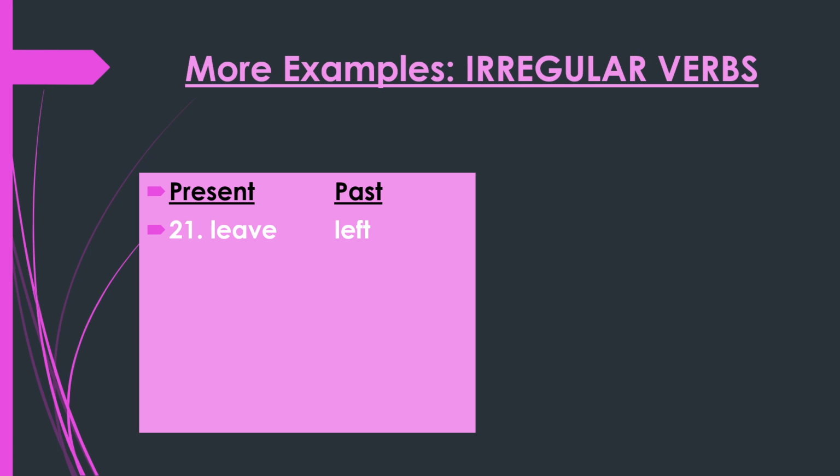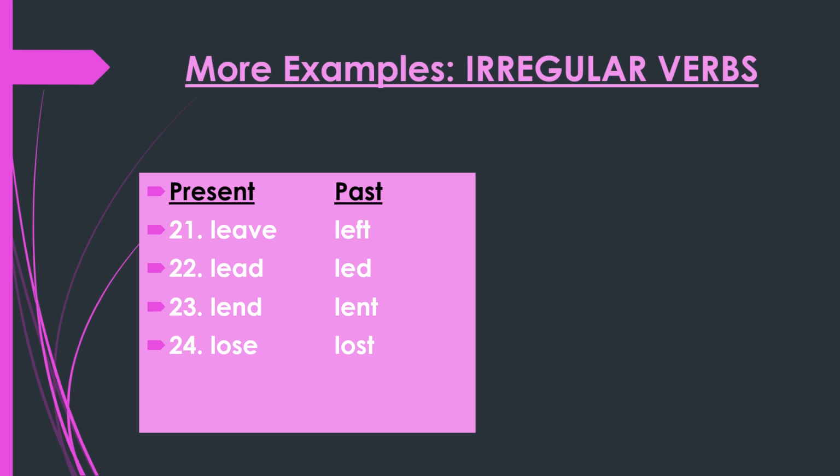Number 21 is leave. L-E-A-V-E leave. It becomes left in the simple past tense form. That is L-E-F-T. Number 22 is lead. L-E-A-D lead. It becomes led in the past tense. That is L-E-D. Number 23 is lend. That is L-E-N-D. It becomes lent. L-E-N-T. Number 24 is lose.